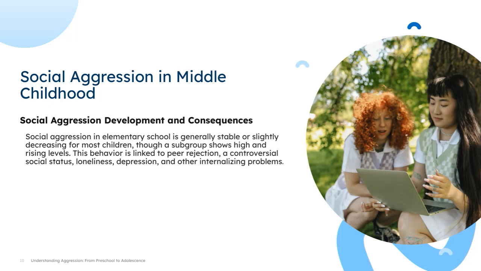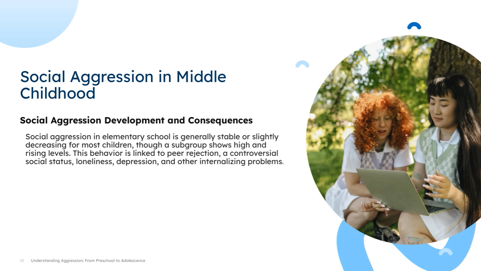Here we're looking at social aggression during middle childhood. For most kids, these behaviors tend to stay about the same or even decrease a bit as they grow. However, there is a significant group whose social aggression actually increases over time. This type of aggression can have serious consequences, especially when it comes to how children relate to their peers.